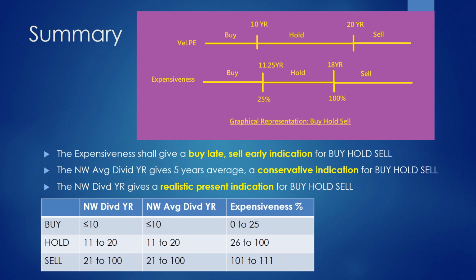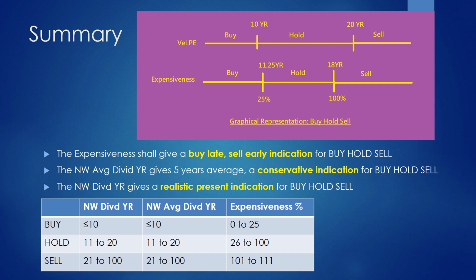Summary. The expensiveness gives a buy late, sell early indication for buy wholesale. The new average dividend year gives a five-year average, a conservative indication for buy wholesale. The new dividend year gives a present, realistic indication for buy wholesale. For both the new dividend year and new average dividend year, the buy points are below 10 years.